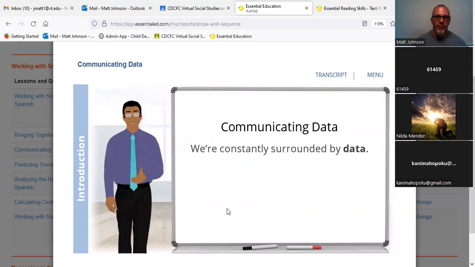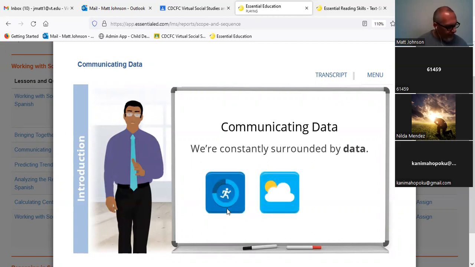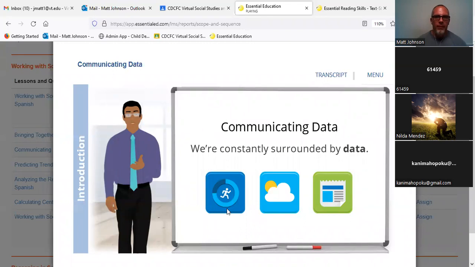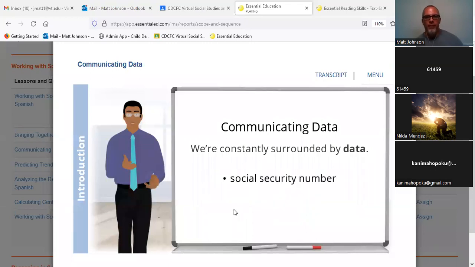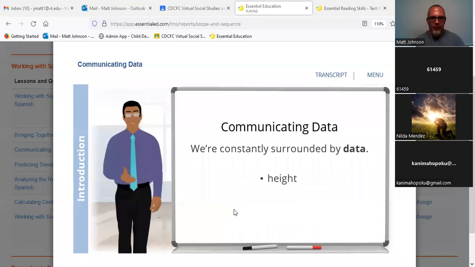My phone lets me track my steps, the weather, the news, pretty much anything I care about, I can monitor with my phone. I myself am also represented by data. I have a social security number, a phone number, and an employee number. My height, weight, and age are all numbers, all data stored in databases. Modern American life runs on data.